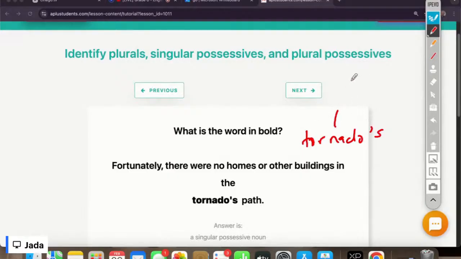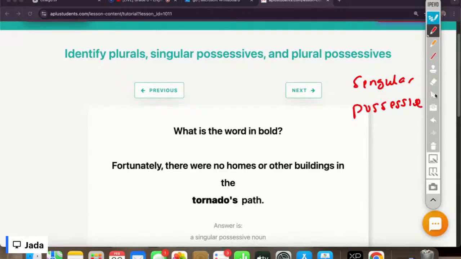All right, so for the tornado, we have what? Singular. Okay, so we have singular possessive. Okay, all right.